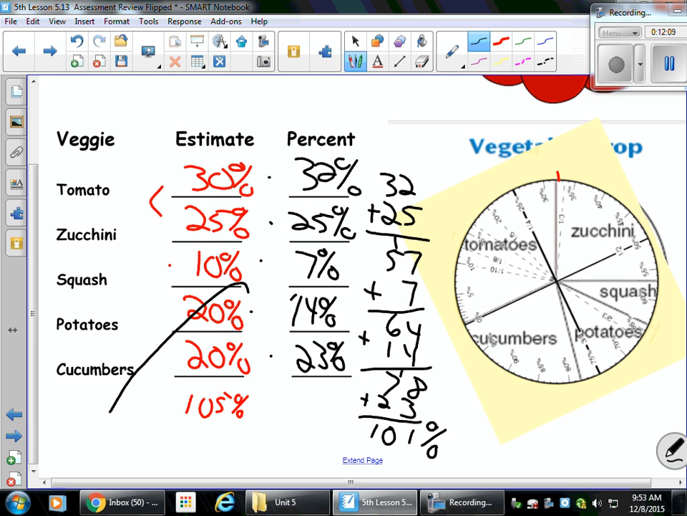As long as your total rounds to between 95% and 105%, you're going to be just fine. Anything off of that means we're too far off on our percentages. Okay? All right. Let's keep going.